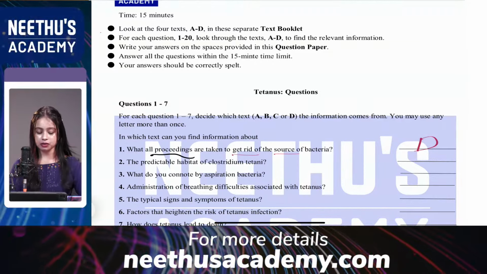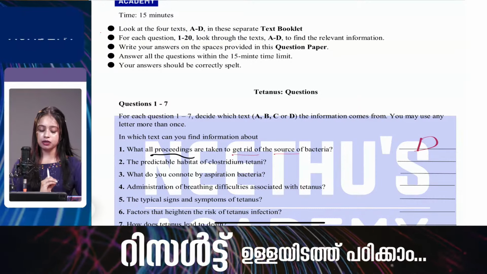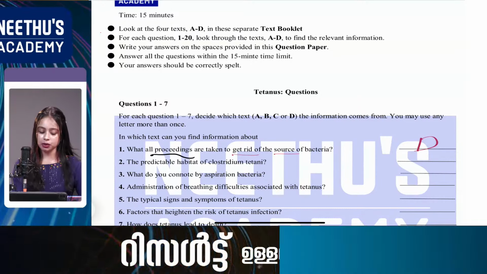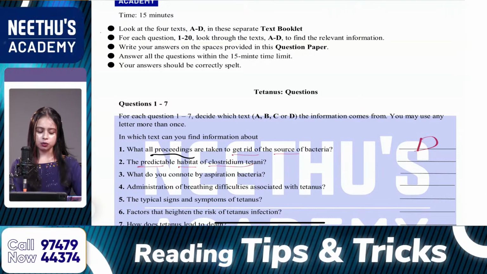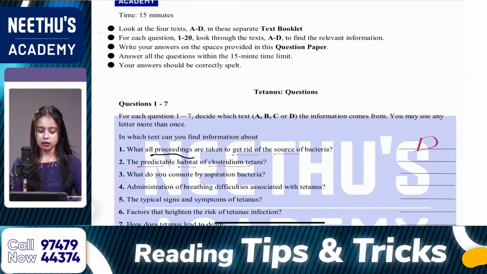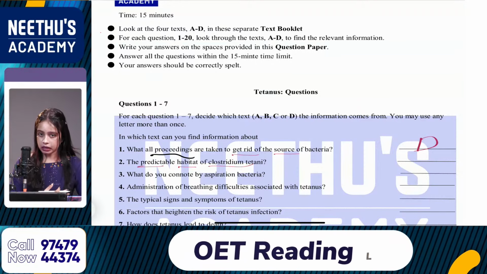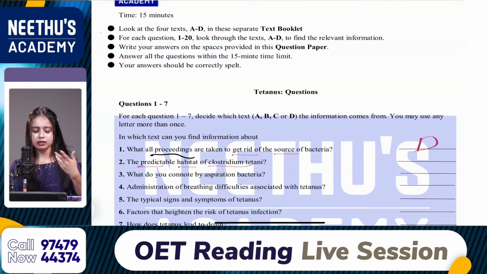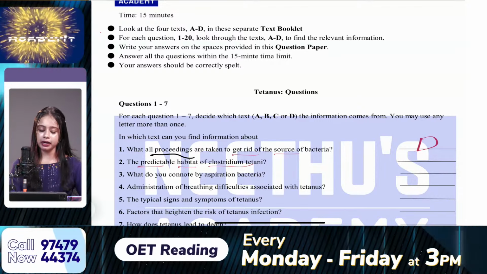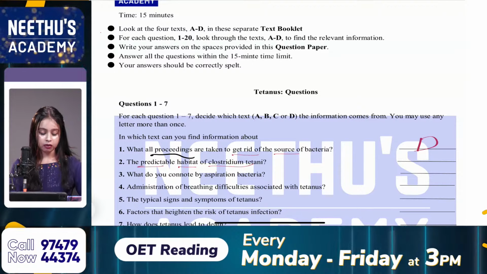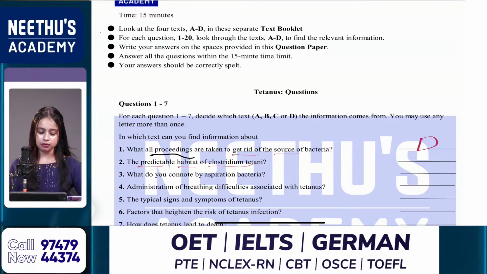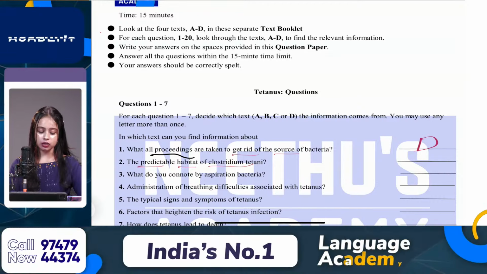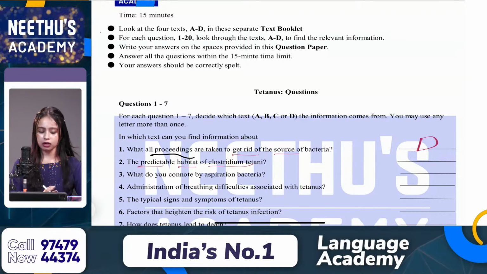Then coming to the second question. So what is second question? The predictable habitat of Clostridium tetani. So my keywords, predictable, habitat and Clostridium. So what about you? What are your keywords? See, it's not compulsory that you have to mark this name of this bacteria. It's up to you. Even if you can mark predictable and habitat, that's fine. Reshma, your answer is correct. But before that, let me know what are your keywords. Megha, predictable and Clostridium tetani. Very good. So those are the keywords.